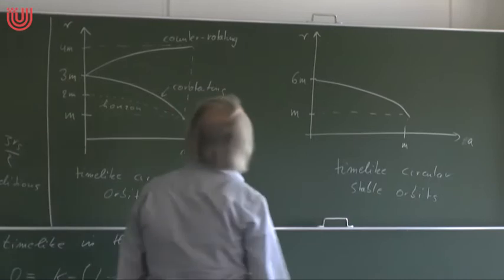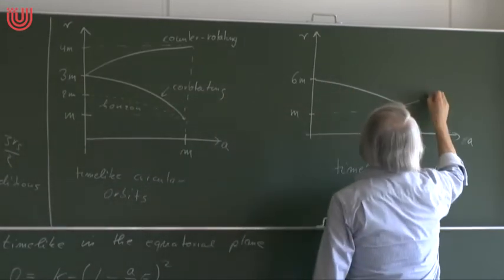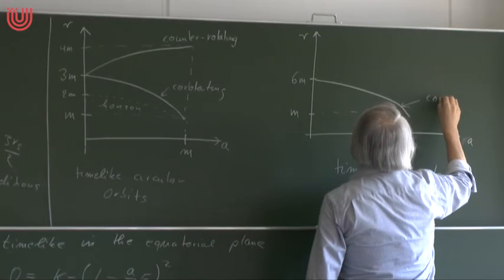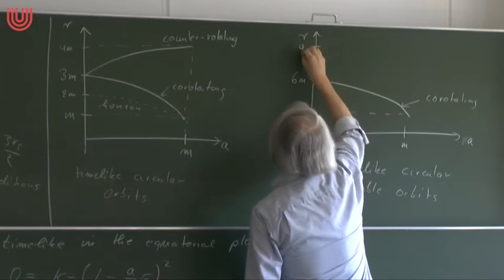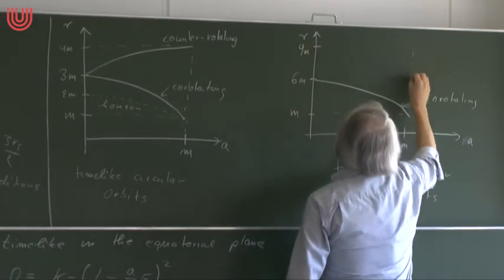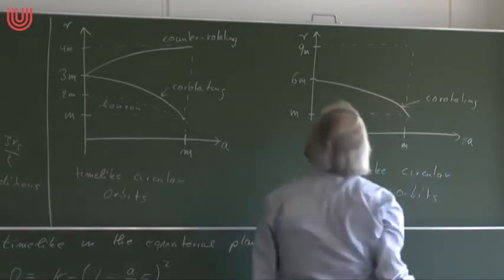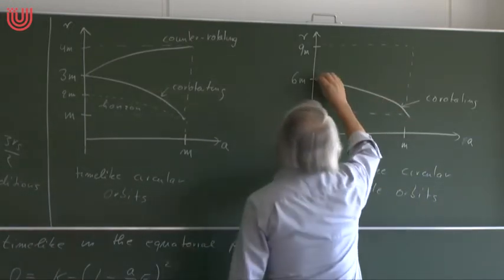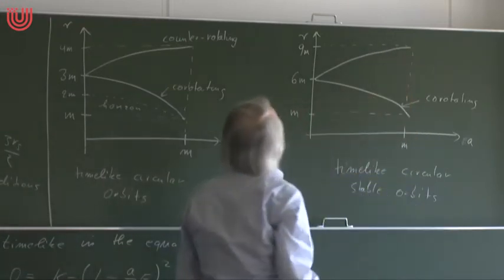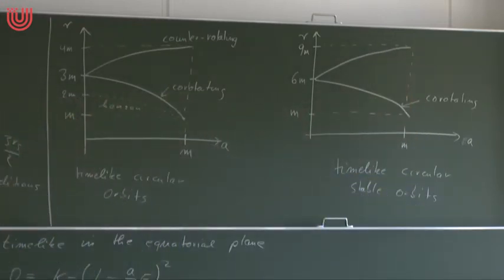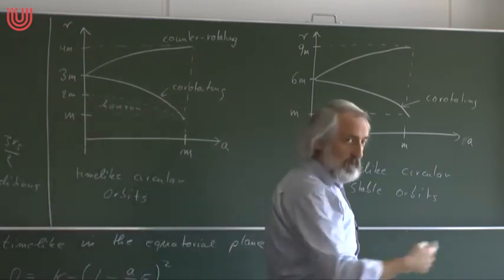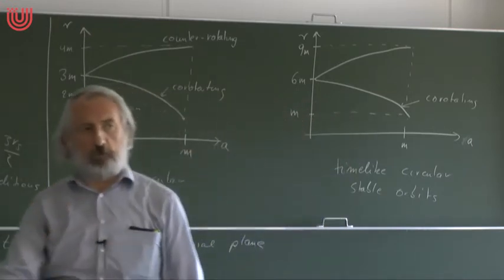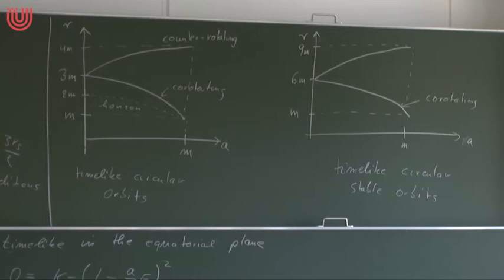And this is for the co-rotating case. And the other one, this goes out to 9m. So the counter-rotating ISCO is at 9m for the extreme case. So if you have an extreme Kerr black hole, you can move in the co-rotating way very close to the thing, but in the counter-rotating direction, if you want to be on a stable orbit, you have to be comparatively far away.